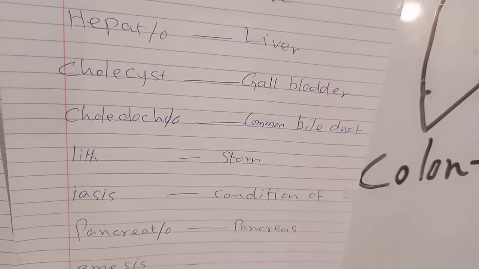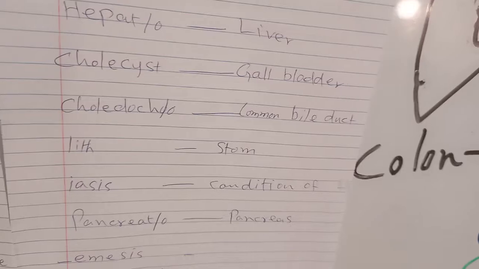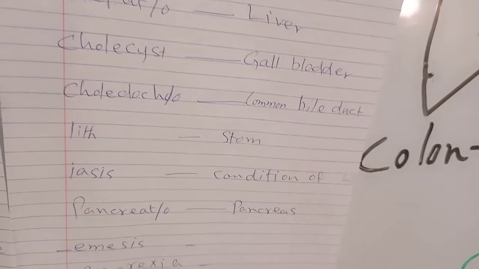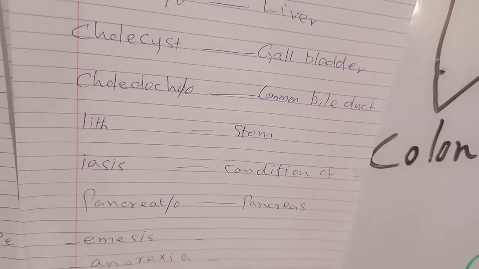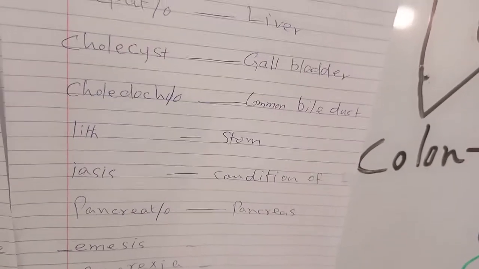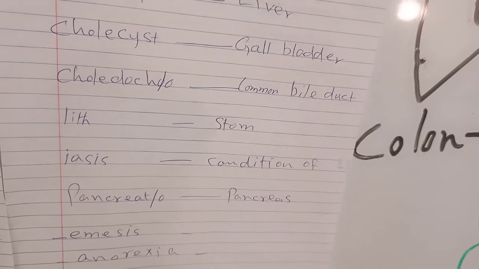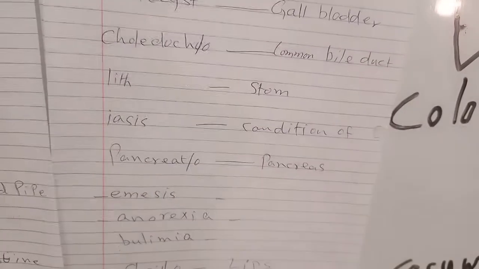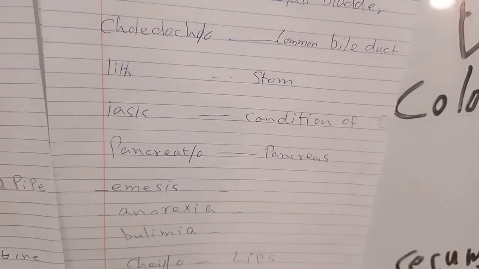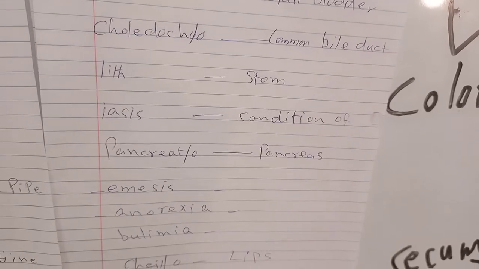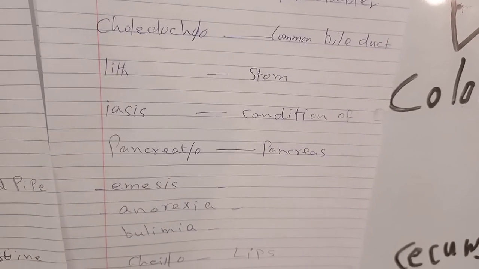Cholecyst. Chol means gall or bile, cyst means bladder. So cholecyst means gallbladder. I told you we have two cysts in the body normally. One is cholecyst, that is the gallbladder. One is only cyst, that is the urinary bladder. Choledoco means biliary tracts in the liver, the biliary passages from where the bile is coming and being stored in the gallbladder.